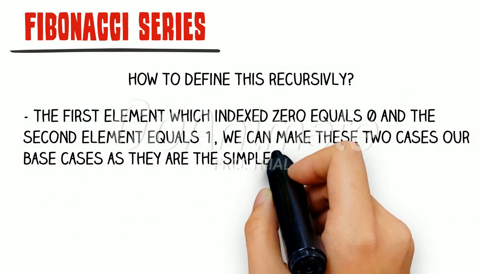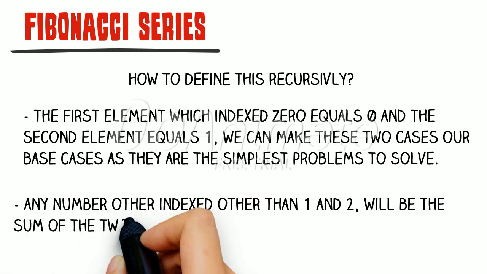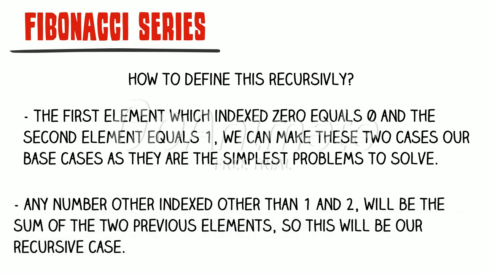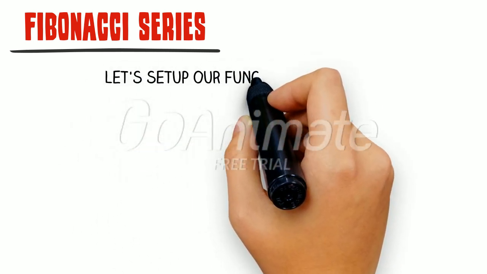Well, the Fibonacci of element index 0 is 0, and Fibonacci of index 1 is 1. See, they are easy and simple to solve, so we can make them our base cases. Otherwise, any number greater than 1 and 0 will be the sum of its previous two elements in the Fibonacci series. Let's put this into code.